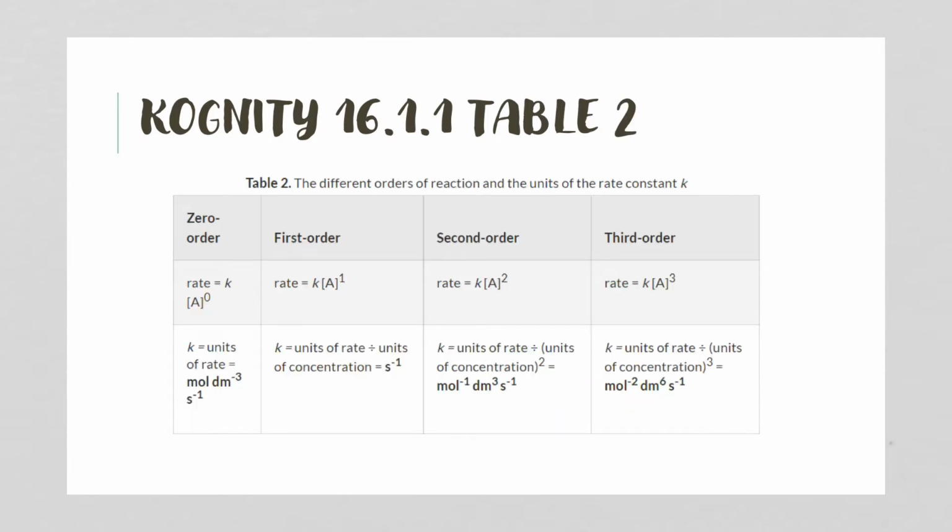So if you take a look at table 2 in the same section in Kognity, it shows you that the units of the rate constant will be different depending on the type of order the reaction is. So just be aware of that. You can take a look at this table and figure it out. You would figure that out mathematically anyway, but if you want to memorize the three different orders and their units for the rate constant, this table would be very handy.